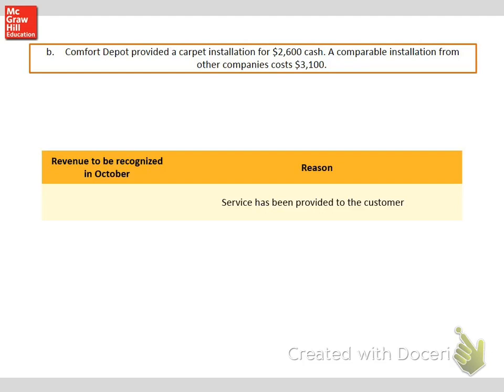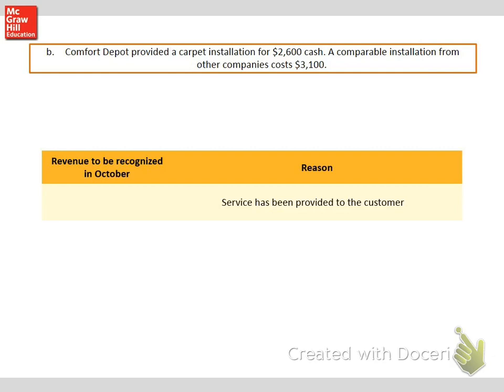$2,600. What's the $3,100 mean? Really nothing. It just really means they got a good deal, right? You record it at your cost. You always record at your cost. So the journal entry is going to be a debit to installation expense. Okay, so this one's different, right? We didn't get cash, so it's not a debit to cash.